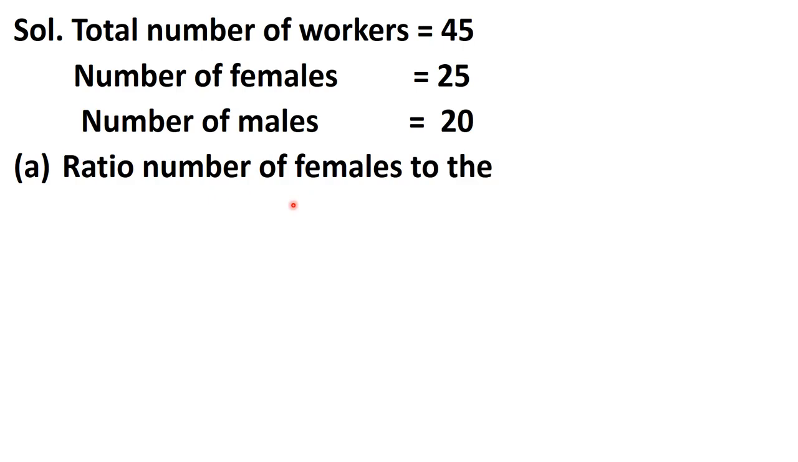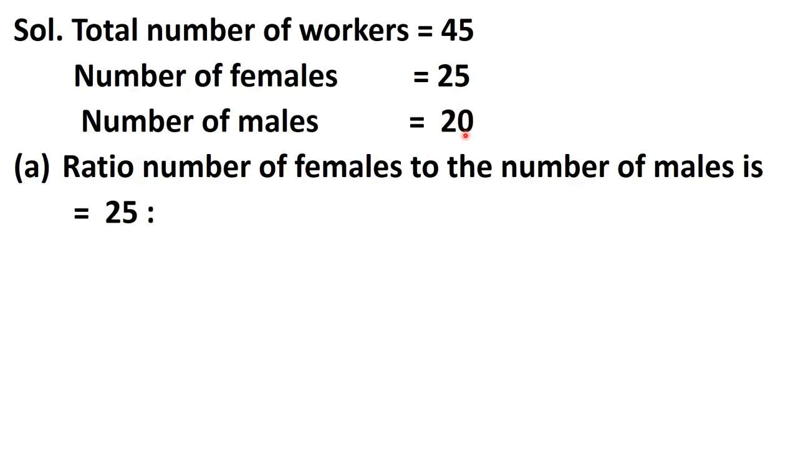Ratio of number of females to the number of males. This is the first one. How many females do we have? Females are 25, and males are 20. So we will write down 25 upon 20, 25:20. Convert it into simplest form. You can do it by division also, or directly while writing in the form of ratio. 5 fives are 25, 5 fours are 20, and in between the ratio sign.